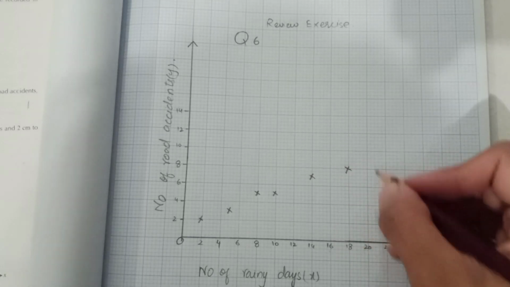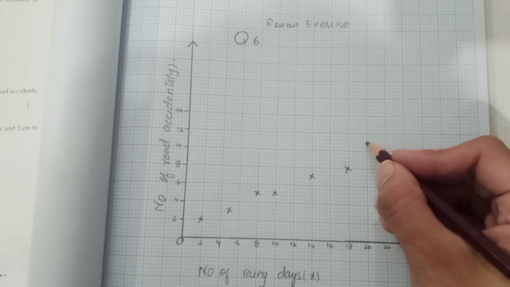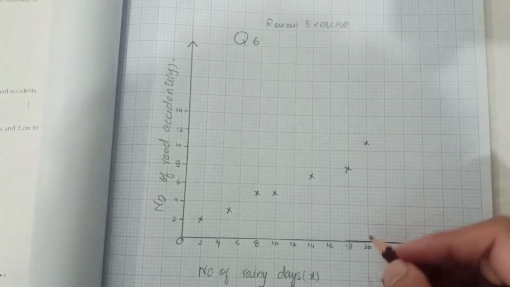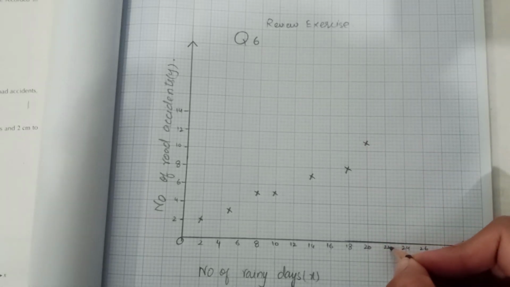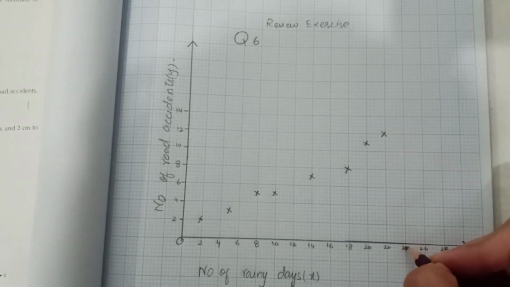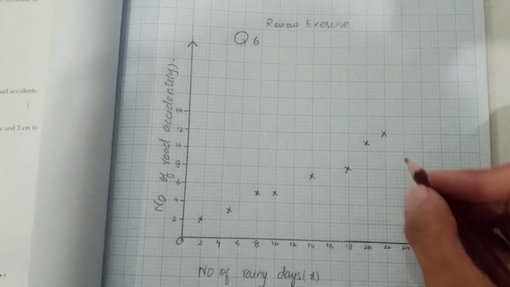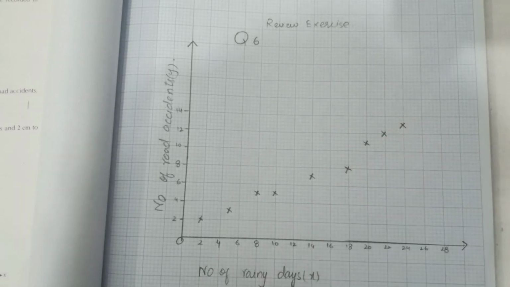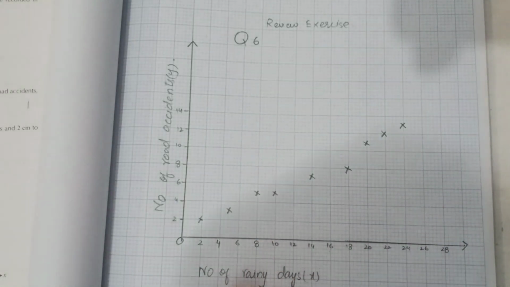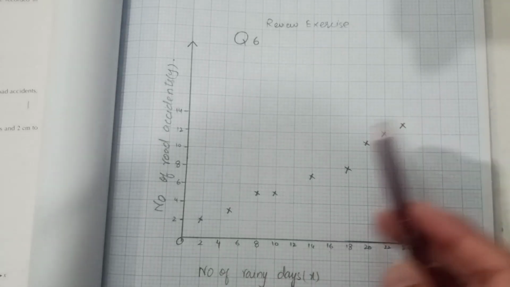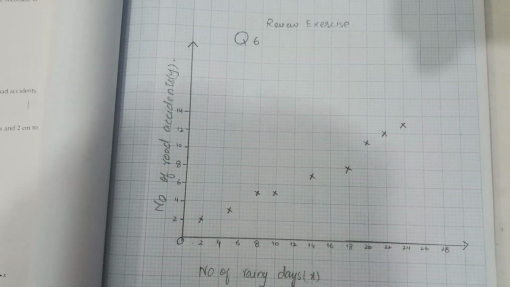When x is 20, y is 11, this is 10, and this is 11. When x is 22, y is 12. This is the point. When x is 24, y is 13. This is the point. Yes, students. These are the points which we have to draw, which is the demand in question number 1. So we have to plot all the values which are provided in question number 6.